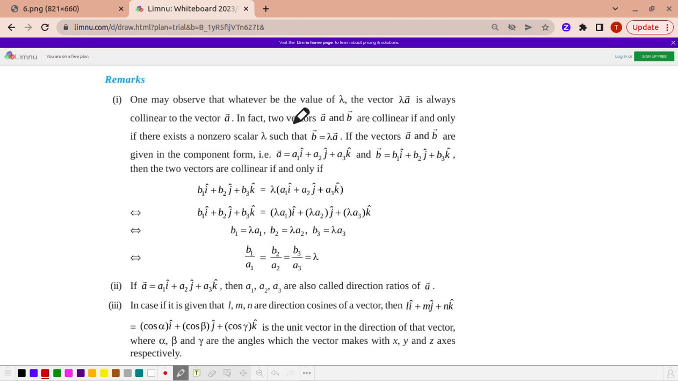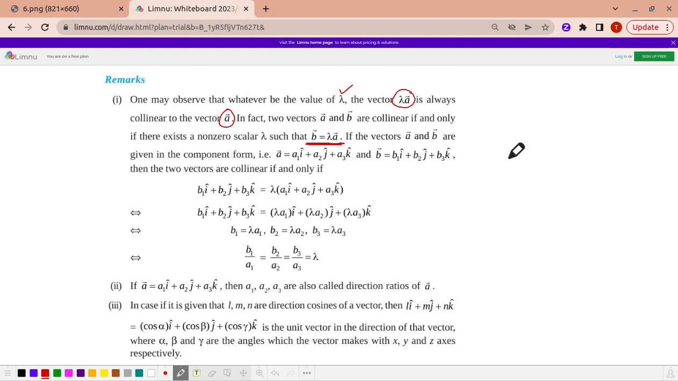whatever be the value of lambda being a real number, the vector lambda A is always collinear with the vector A. In fact, two vectors A and B are collinear if and only if there exists a non-zero scalar lambda such that B is equal to lambda A. Okay, B is equal to lambda A.